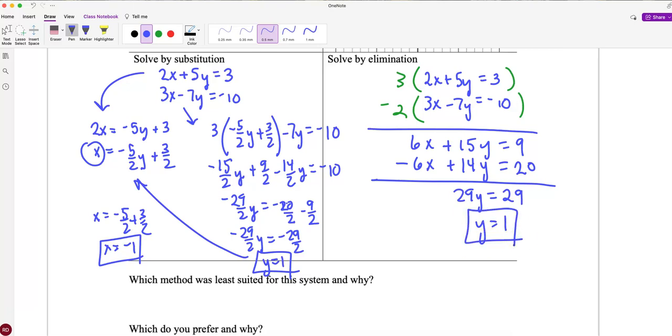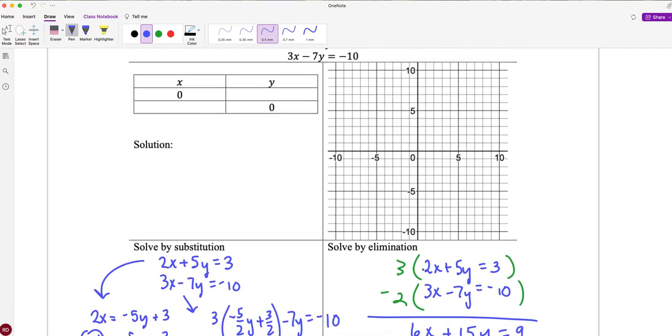Substitute that back into the bottom equation. So y is 1, so 3x minus 7 times 1 equals negative 10. 3x equals, add 7, negative 3. x is negative 1. Okay, so I got the same answer, so I know it's right. Now let's go to graphing.